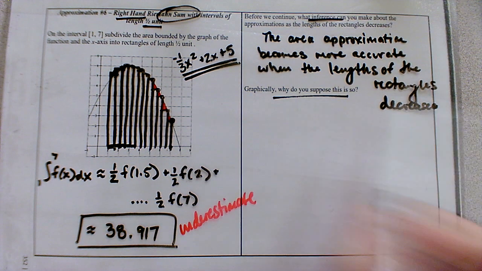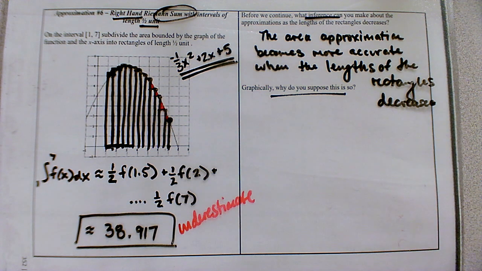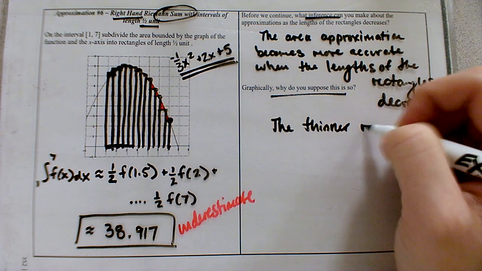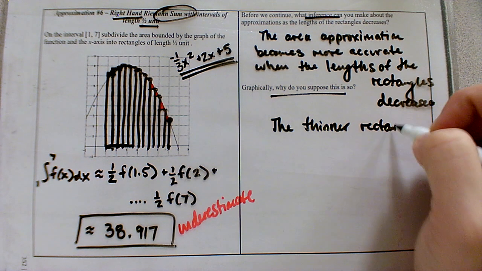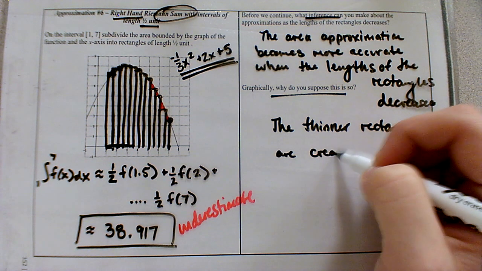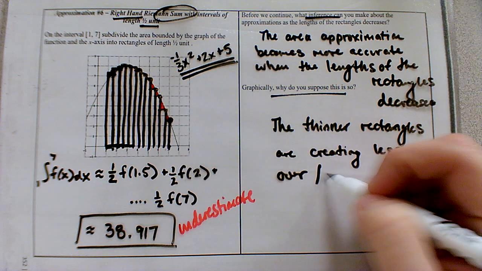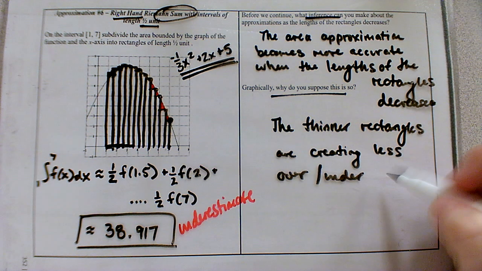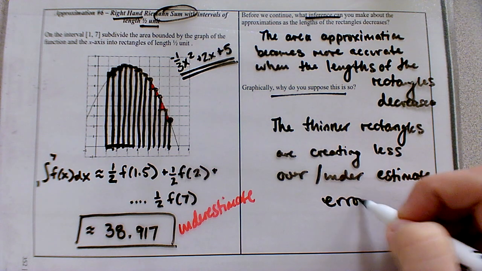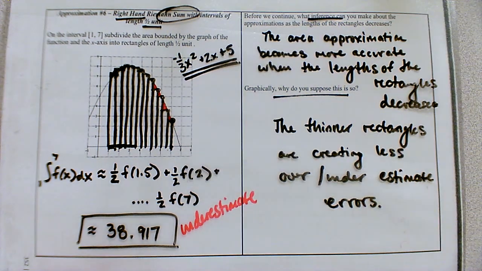So graphically, why do you suppose this is true? Just like I said, you're getting less over values and under values. So the thinner rectangles are creating less over/under estimate errors. Okay, so this was less error than we've seen in previous examples.